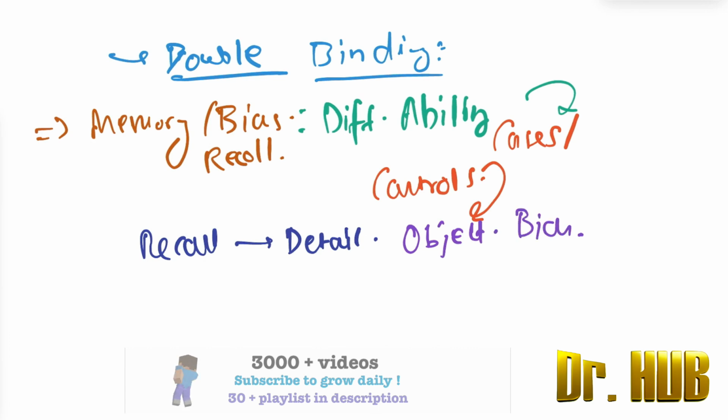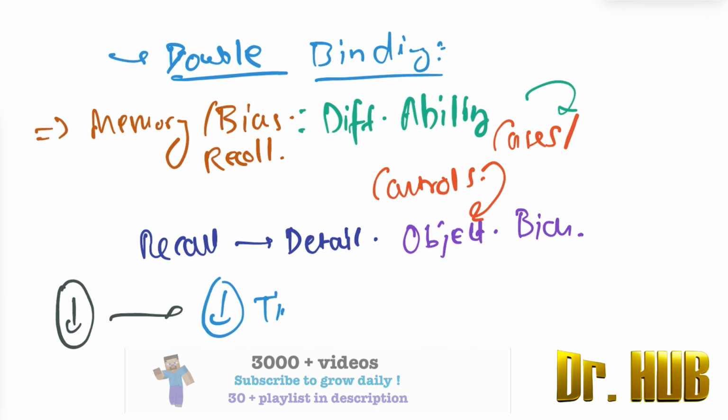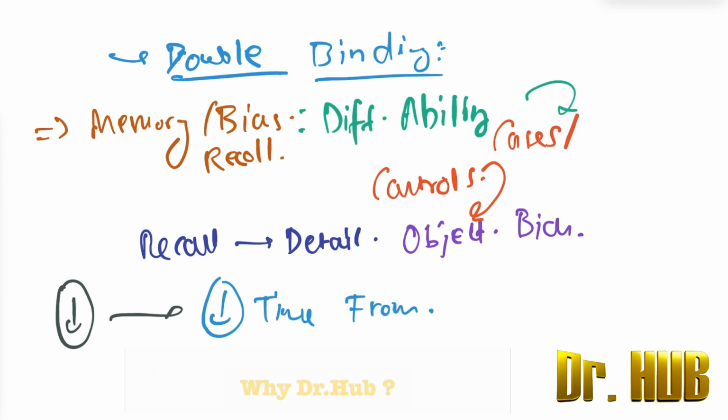So what are the methods to reduce it? It is by decreasing the time from the exposure to the follow-up.